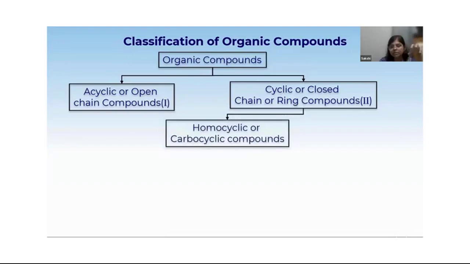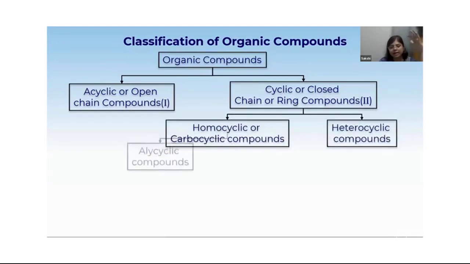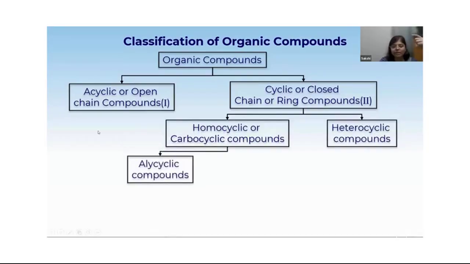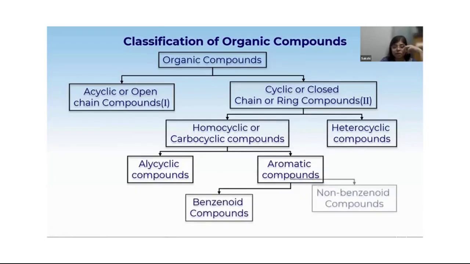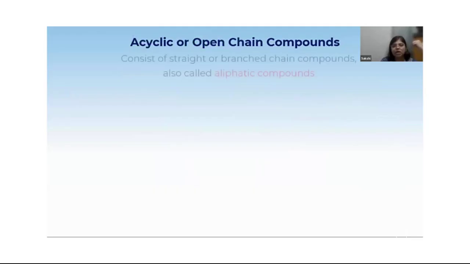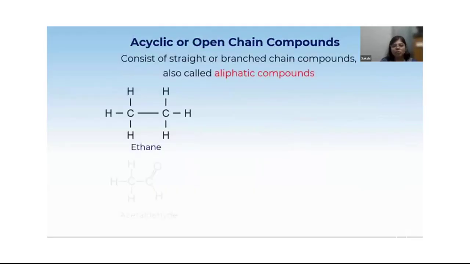And under rings also, it can be classified as homocyclic compounds or heterocyclic. Under that also it can be classified as alicyclic compounds or aromatic compounds. And then aromatic are also two types, benzenoid and non-benzenoid compounds. Okay, let us see alicyclic or open chain compounds.